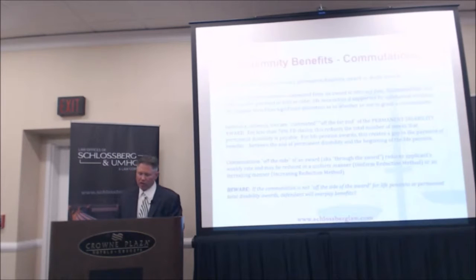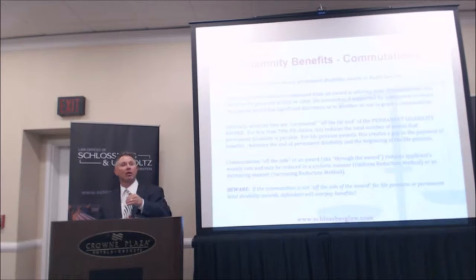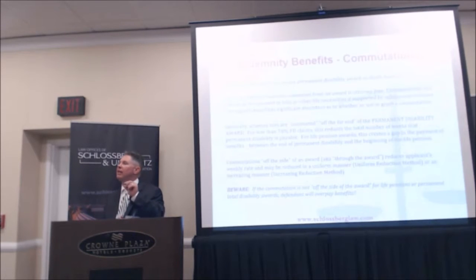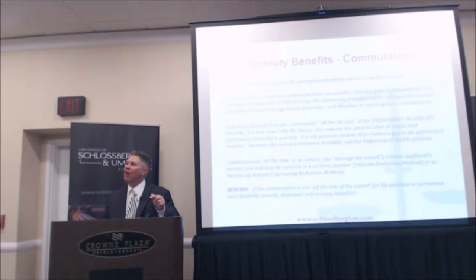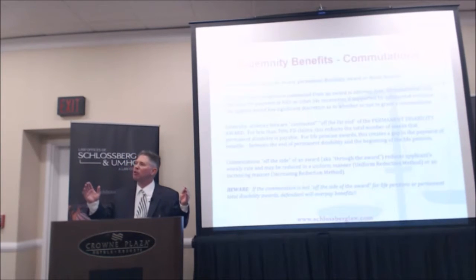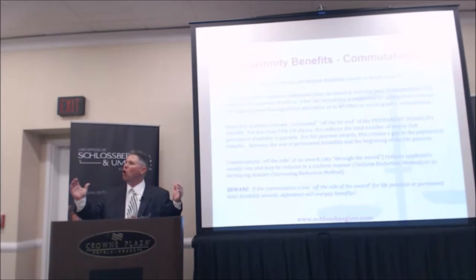Now on this page I mentioned that the most common type of commutation is attorney fees. There's different types of commutations. You can commute from the far end of the award. You can commute from the near end, off the side of the award. And there's two ways to do that too. We're going to get to that in a minute. The most common, however, is the commutation off the far end of the award. And if you have a life pension, that will create a gap between the end of permanent disability and the beginning of the life pension. So applicant will go without money for a period of time because his attorney got paid early.